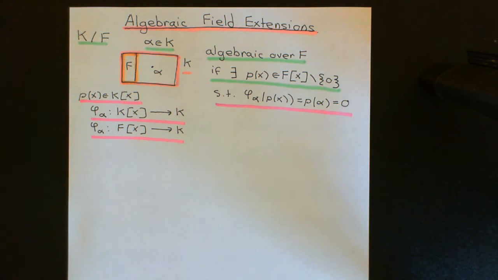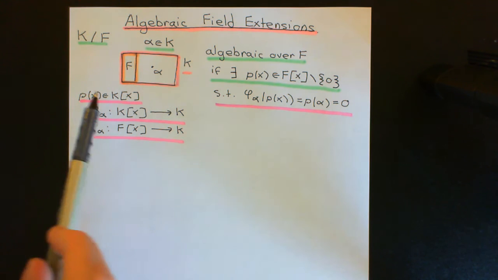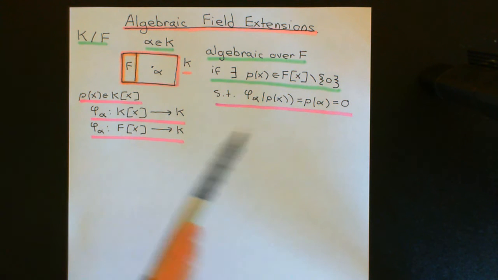So that's the definition of an algebraic element. There must exist some non-zero polynomial in the ring of polynomials over the field, capital F, such that when that polynomial is evaluated at alpha, which makes sense by this evaluation homomorphism, you get 0 in the larger field, capital K, which of course will also be 0 in the subfield, capital F.